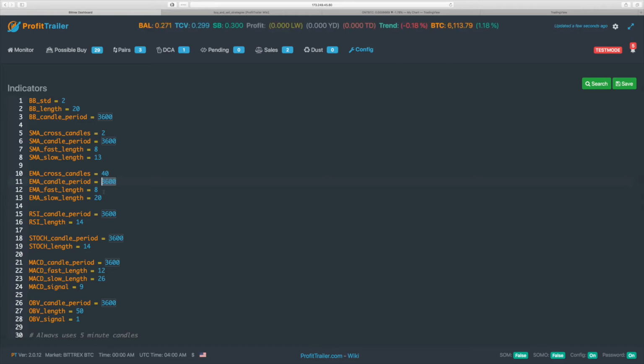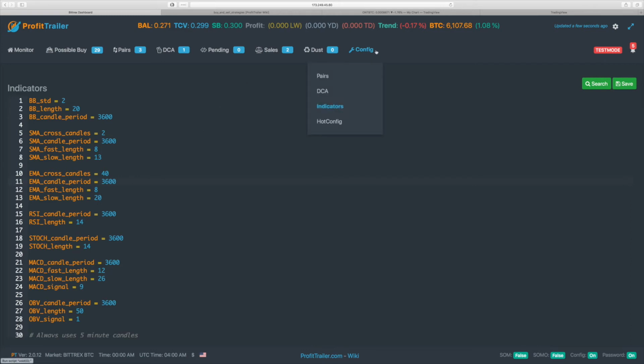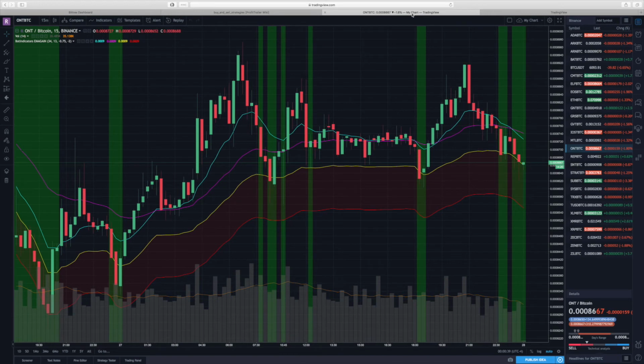So just remember, chart the coins that you're going to trade and look for the best fit for these. If you just want to set a general strategy, you can, otherwise I would specify them by coin in order to be absolutely certain that I'm getting the performance I want on the coins that I want to trade. So just something to consider. Now we understand how pairs, DCA, and indicators all work. Let's go ahead and take a look at TradingView.